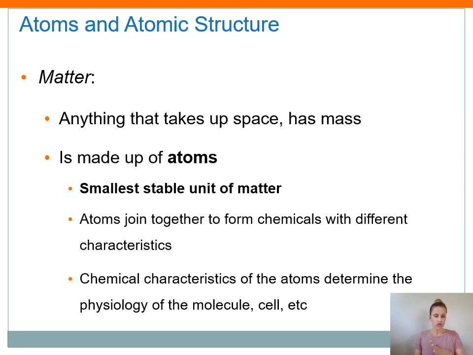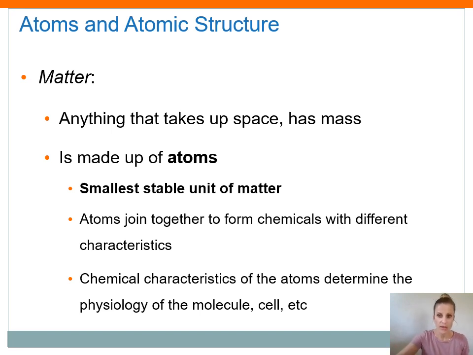Atoms are tiny, right? Much smaller than you could see, even with a microscope. They're very, very small. But they join together to create everything, to create you and me. So they must be able to join together to make larger things. And it's interesting because when atoms join together, they form new chemicals that can have completely different characteristics.